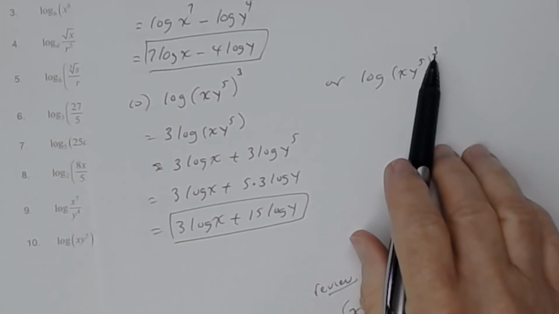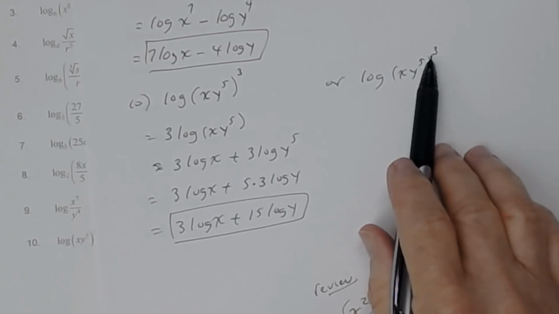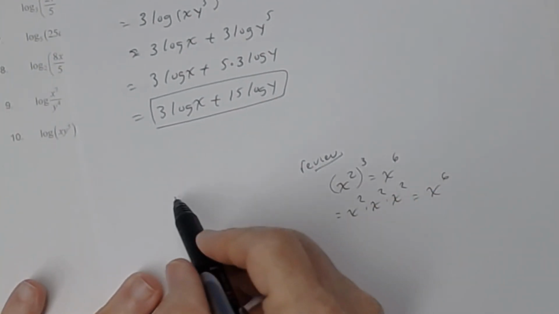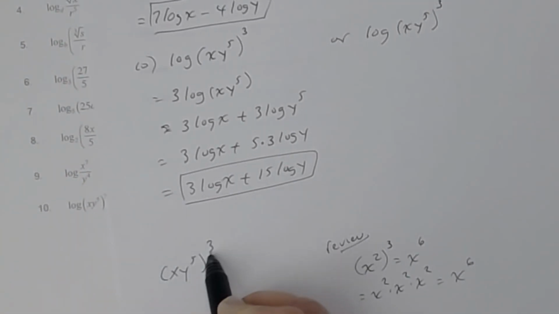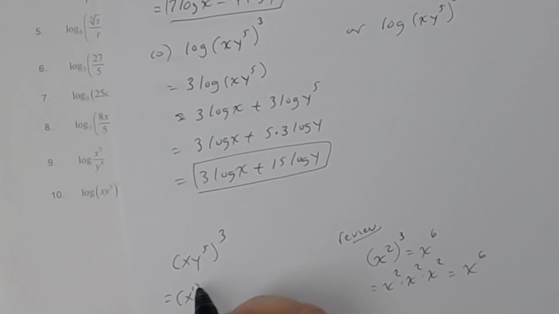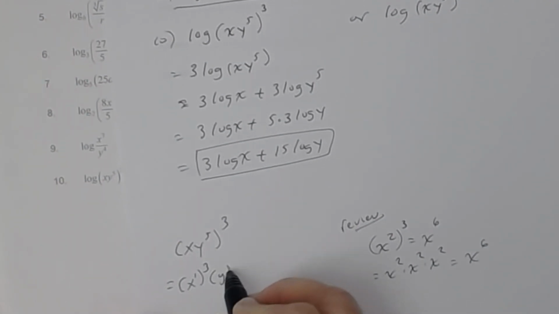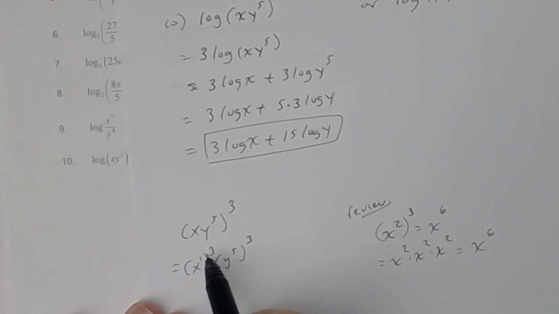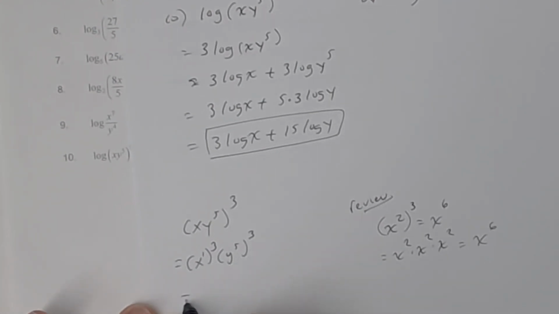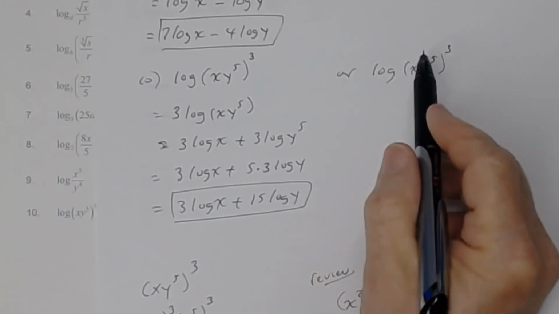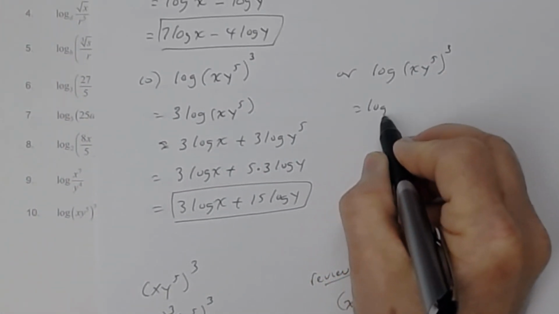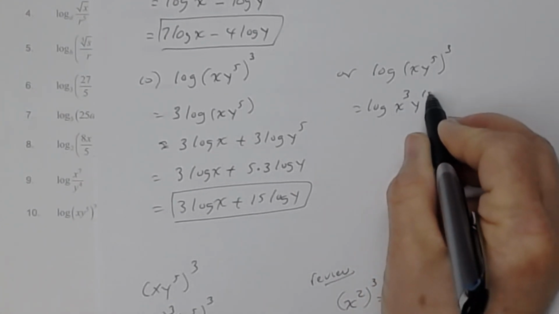Same thing applies here. So you have x to the 1st raised to the 3rd power. Let me go ahead and put that here. So you have x y to the 5th cubed. So what you have here is x to the 1st cubed, right? And you have y to the 5th cubed. And so you're going to use the power to a power rule. So 1 times 3 is 3. So it becomes x cubed. And then 5 times 3 is 15. So you get y to the 15th. Meaning that I can rewrite this as the log of x cubed y to the 15th.